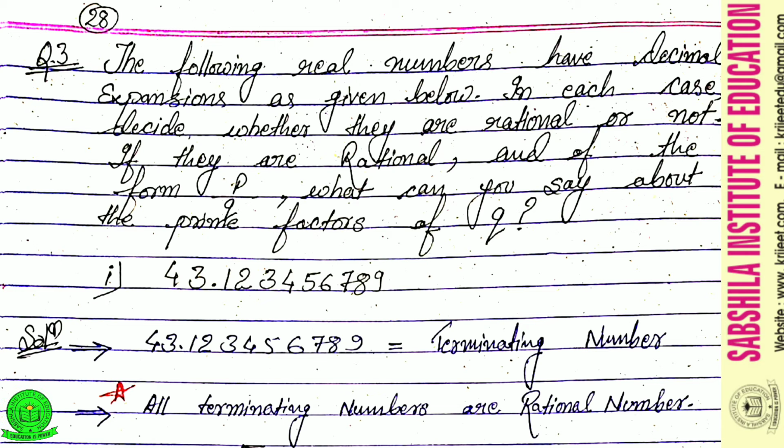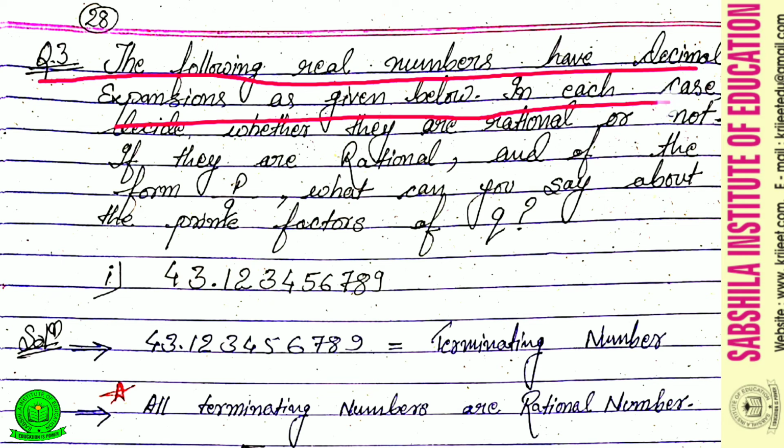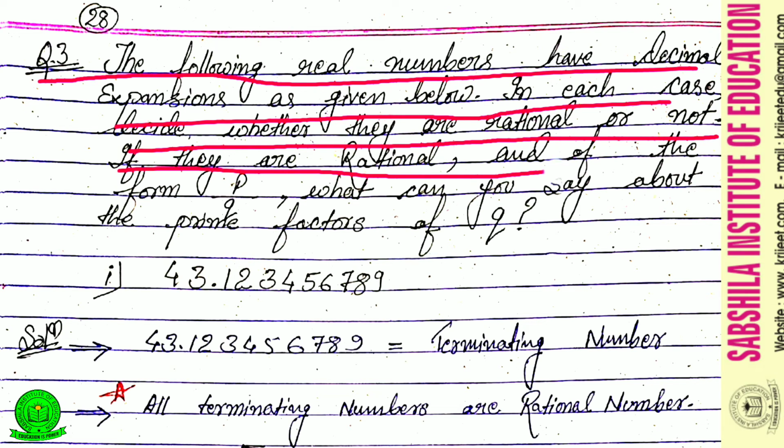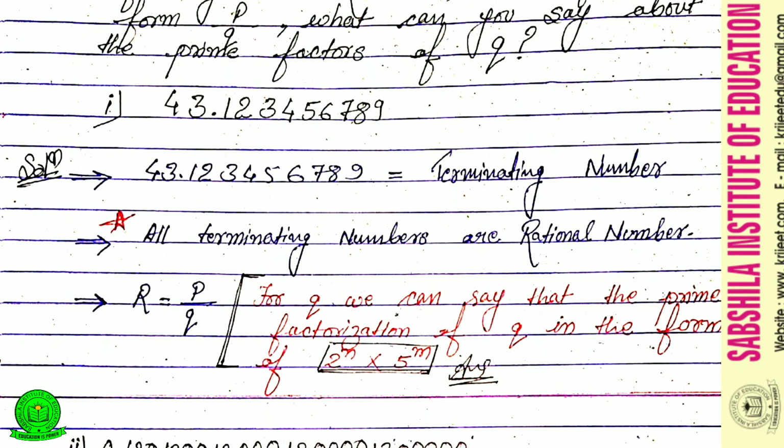Let's see the 3 number. What does the 3 number want to say? The following real numbers have decimal expansions as given below. In each case, decide whether they are rational or not. If they are rational and of the form p by q, what can you say about the prime factors of q? Okay, let's see question number 1.